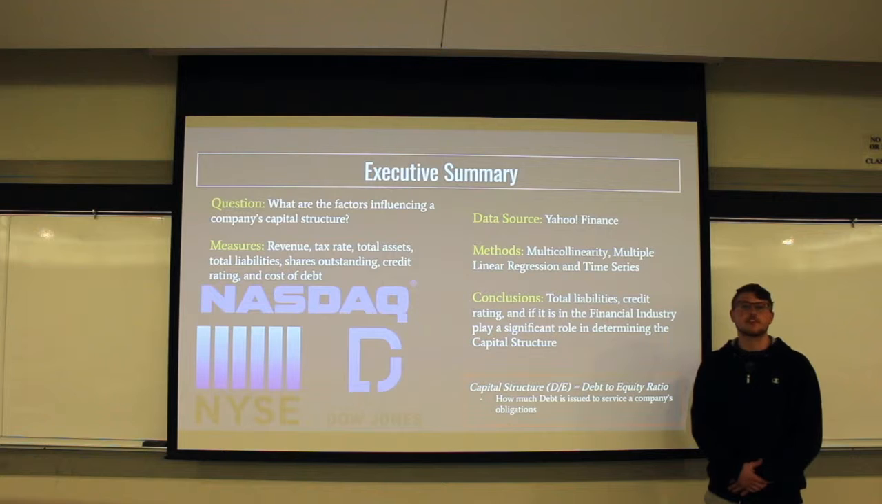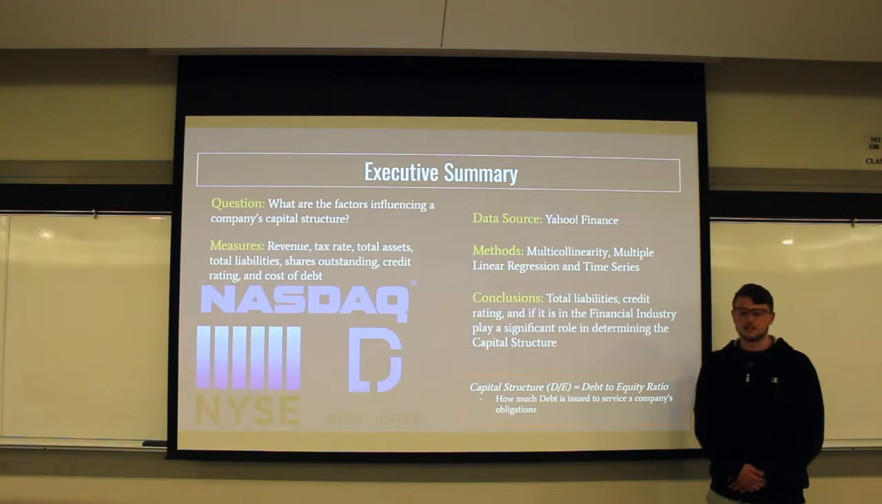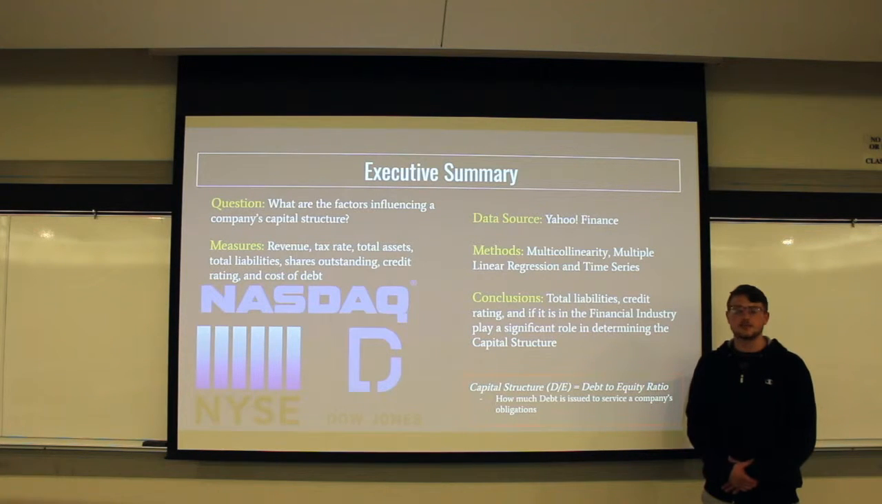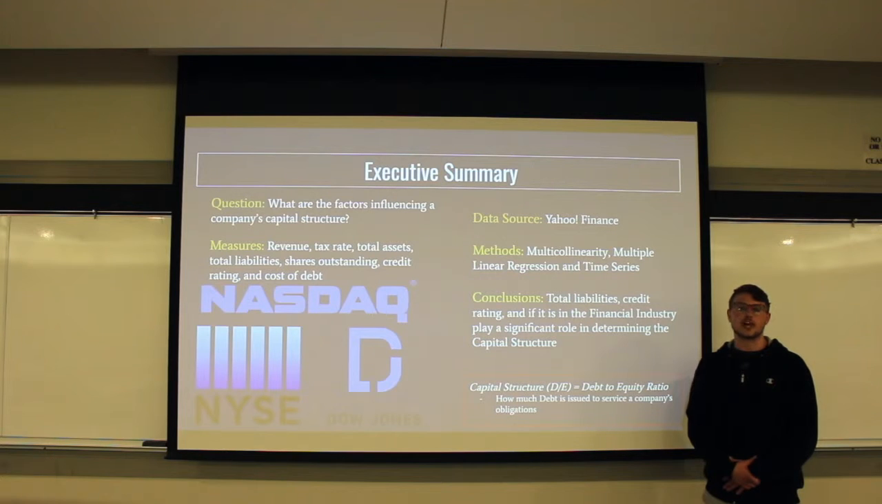Here we have an overview of everything we'll be covering today. The main question we're looking to answer is what are the factors influencing a company's capital structure? The measures for our independent variables are revenue, tax rate, total assets and liabilities, number of shares outstanding, the credit rating, and the cost of debt. The data source we used to find all this was Yahoo Finance. The methods we used were multicollinearity, multiple linear regression, and then for extra credit we did the time series as well. The conclusion we came to is that total liabilities, credit rating, and whether or not it's in the financial industry play a significant role in determining the capital structure.